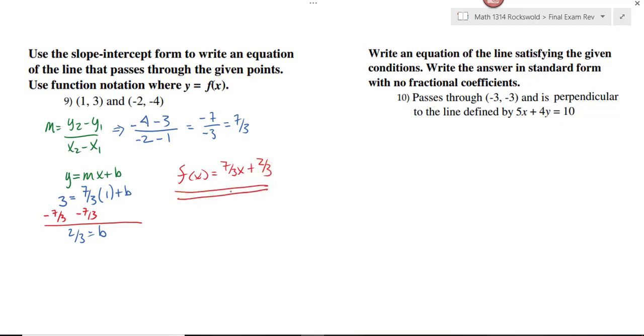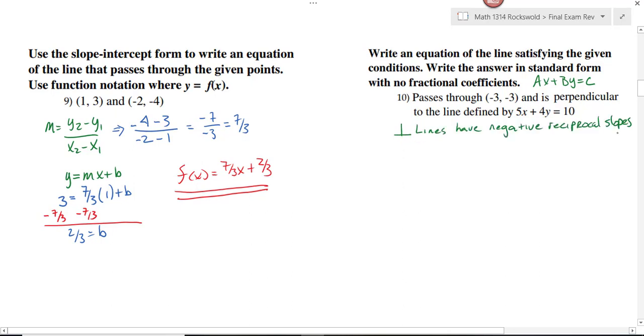Alright, number 10, we want to write an equation of the line satisfying the given conditions. Write the answer in standard form with no fractional coefficients. Standard form looks like this: ax plus by equals c. That's standard form. So our line is going to pass through this point and is perpendicular to this line. What kind of slopes do perpendicular lines have? Perpendicular lines have negative reciprocal slopes. So the first thing I need to do is find the slope of this line. What's the easiest way of finding the slope of this line? Solve it for y. Then you've got y equals mx plus b, and you can see what your slope is. So I take my line 5x plus 4y equals 10, and I'm going to solve this for y.